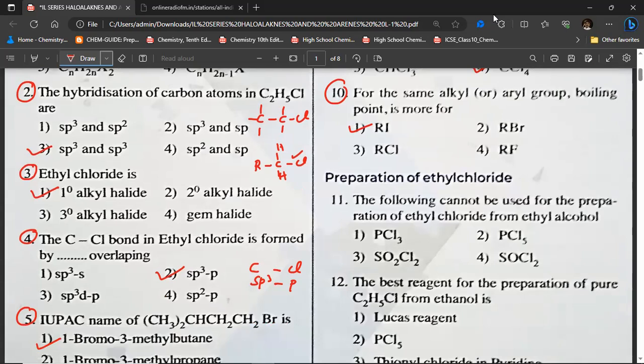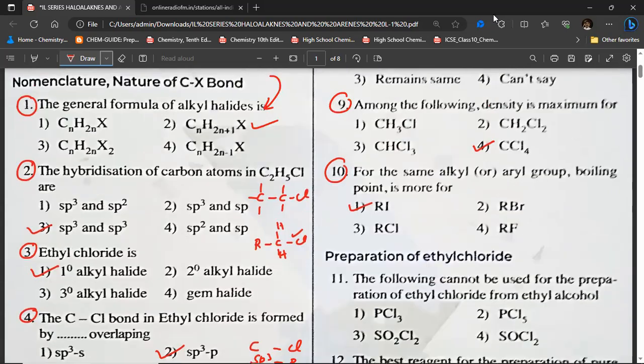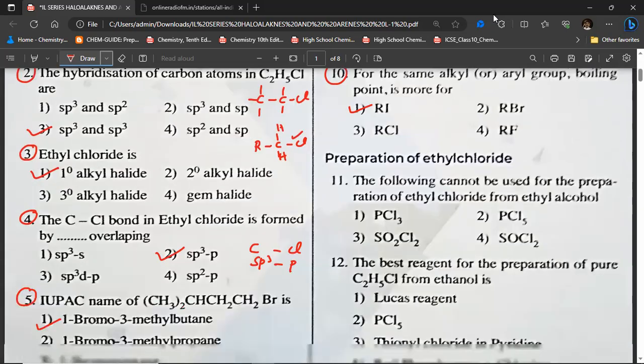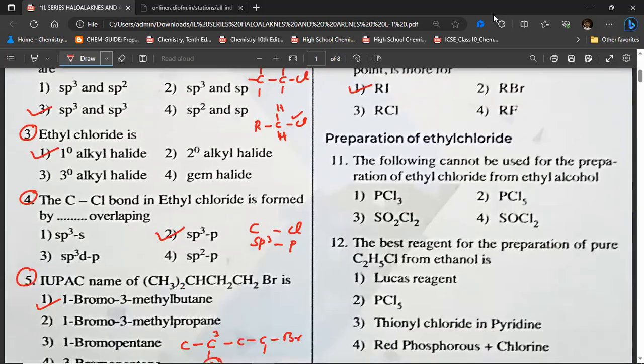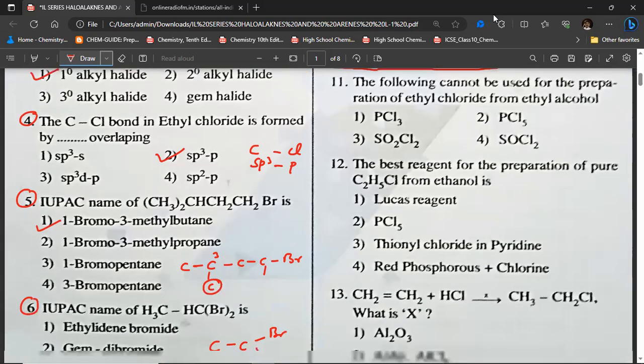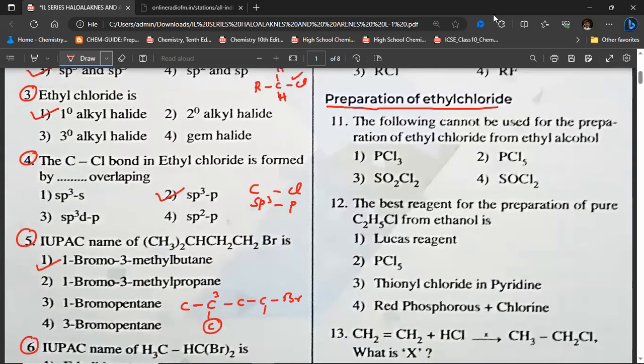So these are the 10 questions we have in C-X bond nomenclature related questions, completed. Let us see the next topic in this level 1, that is preparation of ethyl chloride. In this one, the following cannot be used. 11th question: the following cannot be used for the preparation of ethyl chloride from ethyl alcohol.